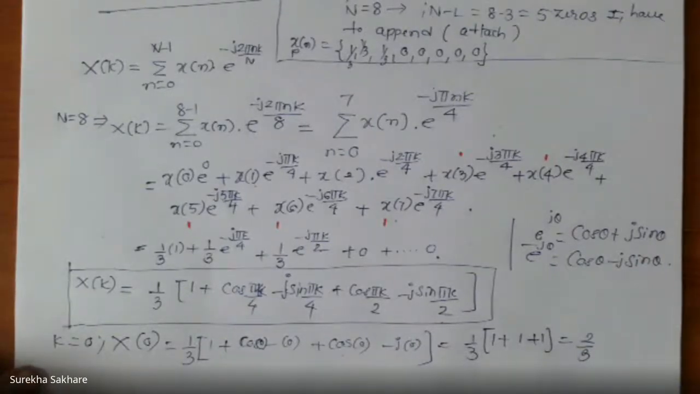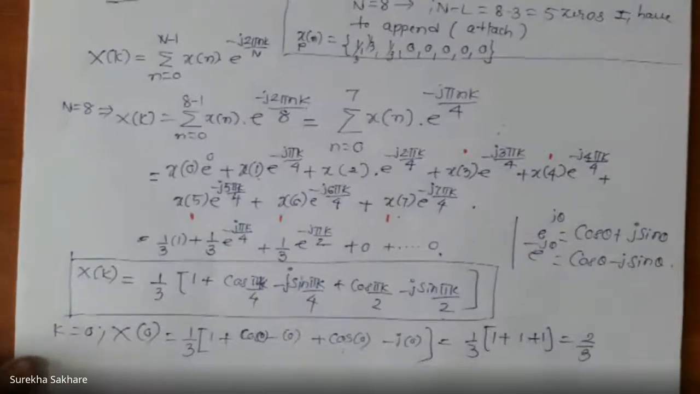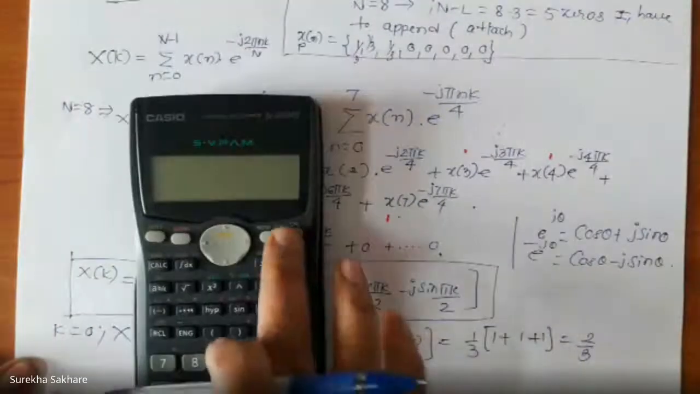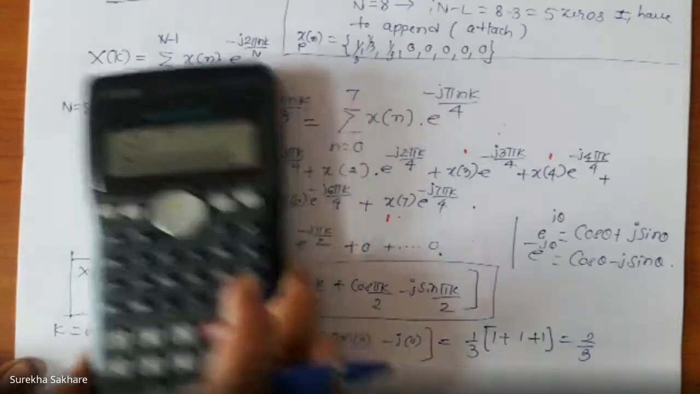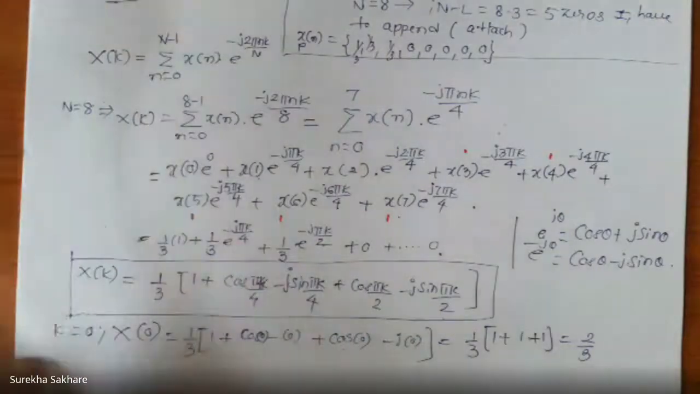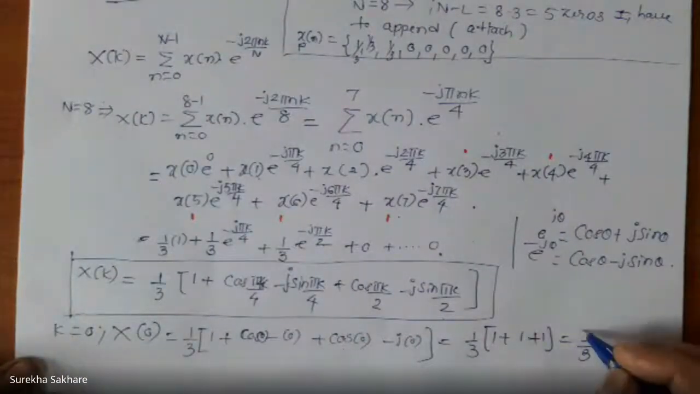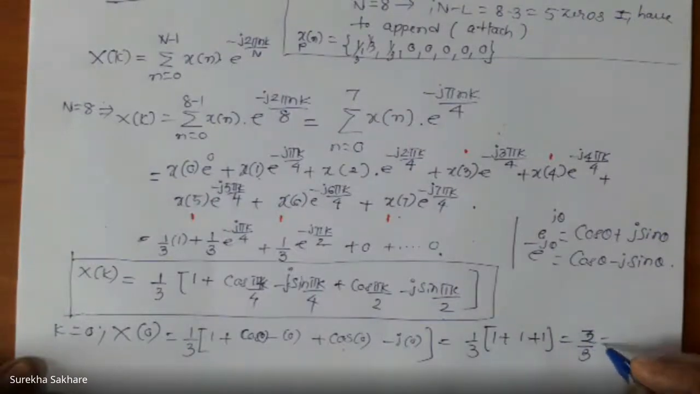Okay. So what is 2 by 3? Everybody knows now. 2 divided by 3. Is it 2? So am I wrong here? Yes, we are right, because 3 by 3 is going to be 1. Very good. So this was one value. It's not 2, it's 3 by 3.